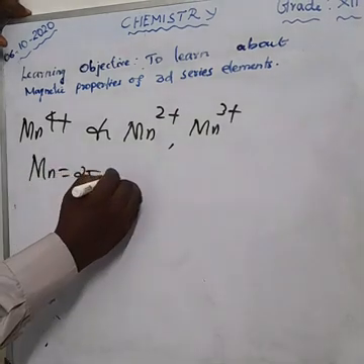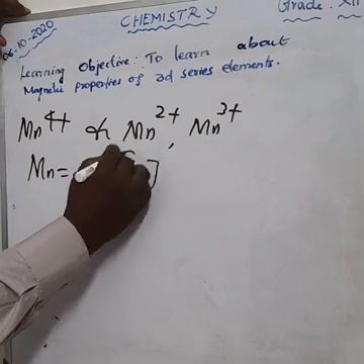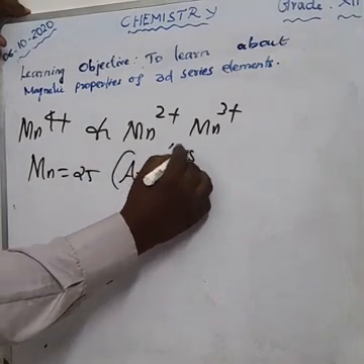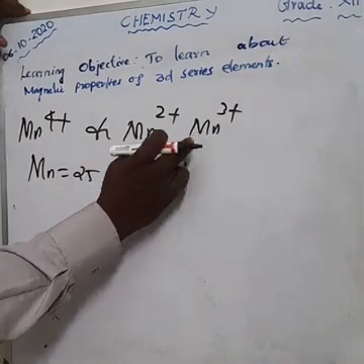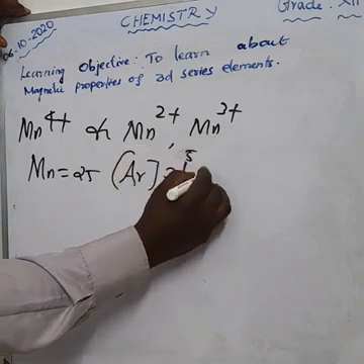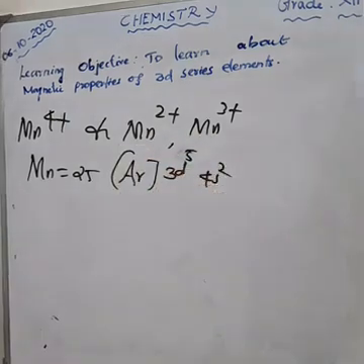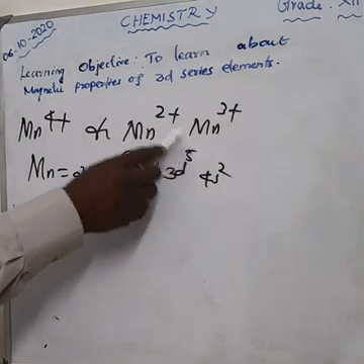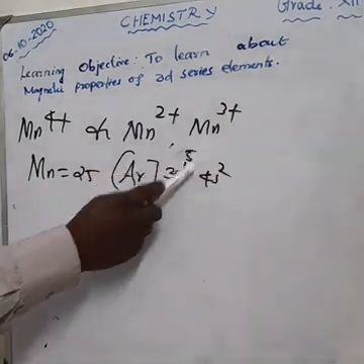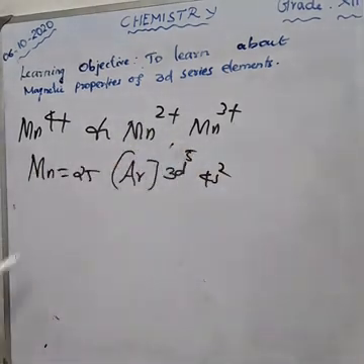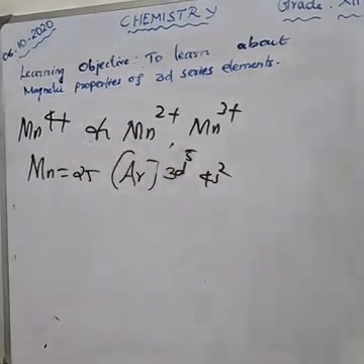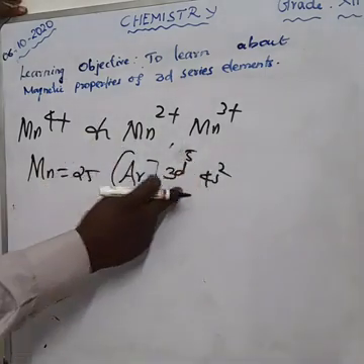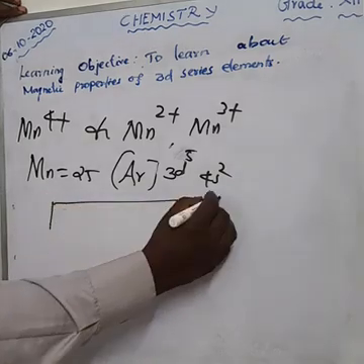So what is the electronic configuration? Ar 3d5 4s2. Clear? 3d5 4s2. This is the half filled d subshell. This is the completely filled s subshell. Okay. So first of all, we are drawing the d.